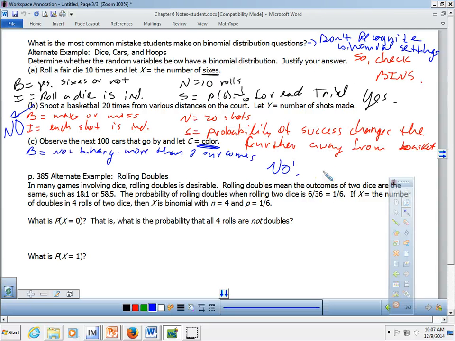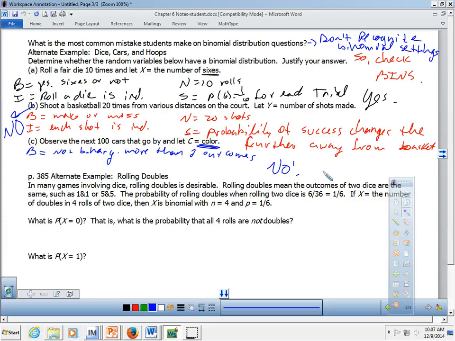Okay, good. Did you get no for part B and no for part C? I hope you did. Now, why is part B a no? It fits everything up until the probability of success, right? Binary is upheld because you're either going to make or miss the shot.